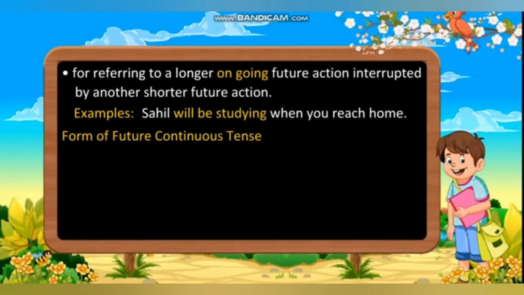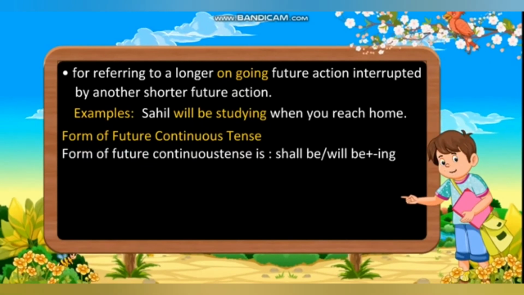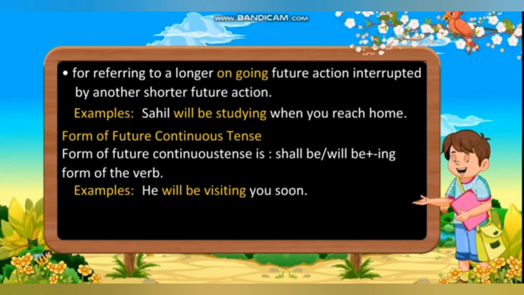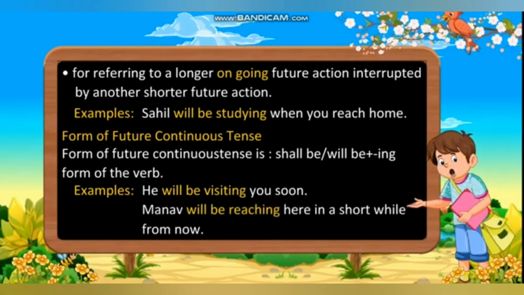Form of future continuous tense. Form of future continuous tense is shall be, will be, plus ing. We are going to add be form of verb here with the ing form of verb. He will be visiting you soon. Manav will be reaching here in a short while from now.